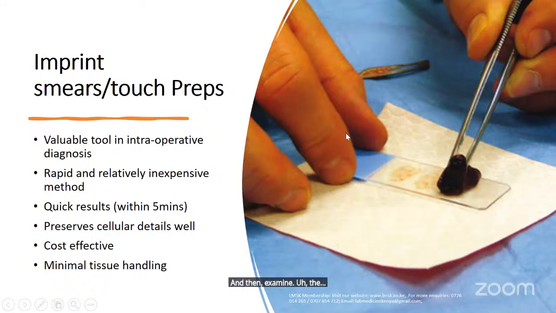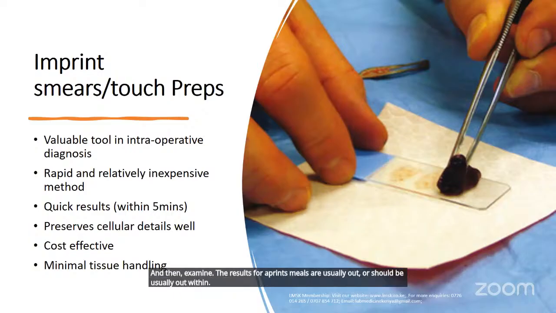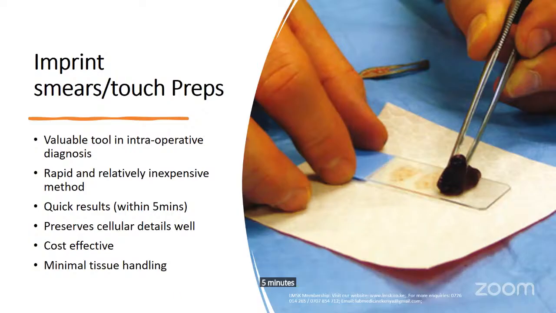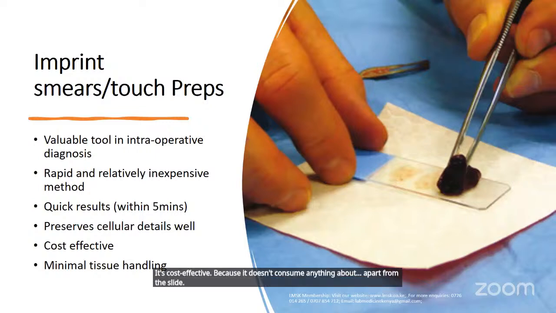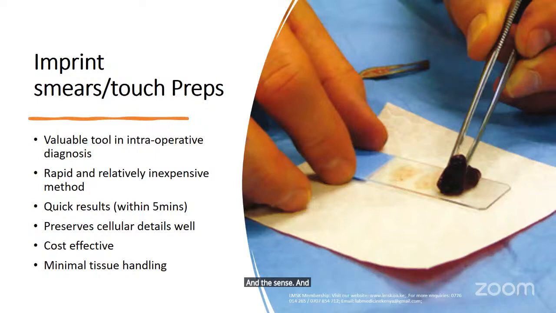The results for imprint smears are usually out within 5 minutes. And then the imprint smears preserve cellular details well. It's cost effective because it doesn't consume anything apart from the slide and the stains. And then there's minimal tissue handling.